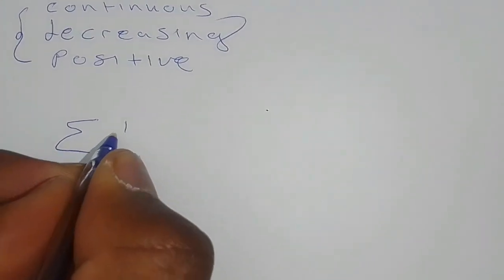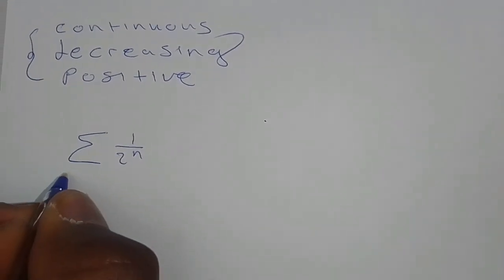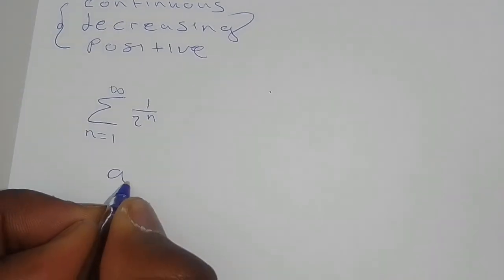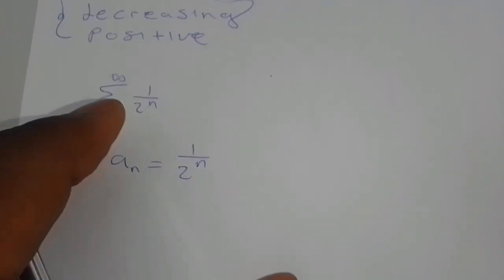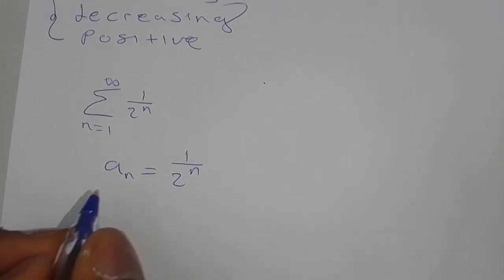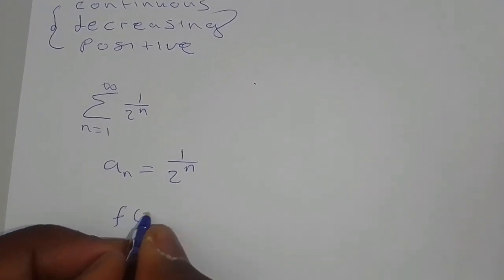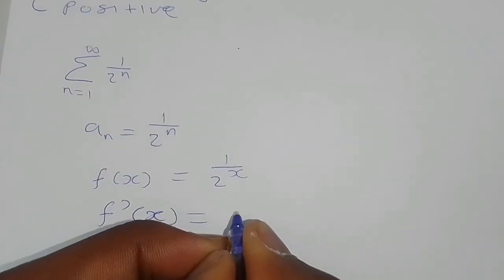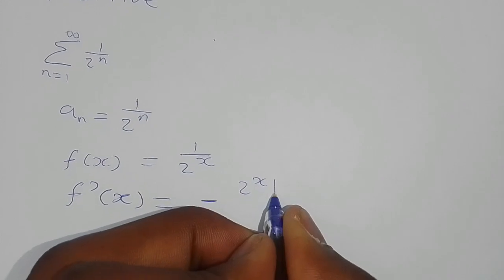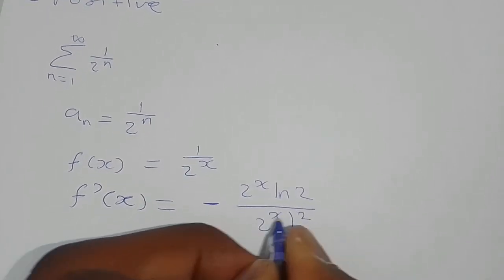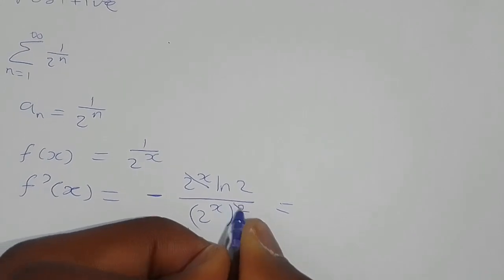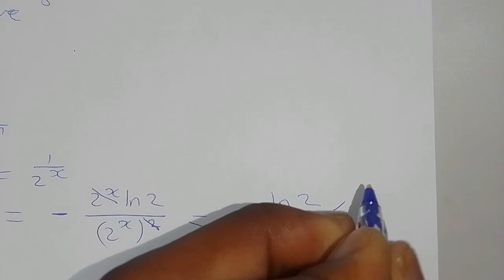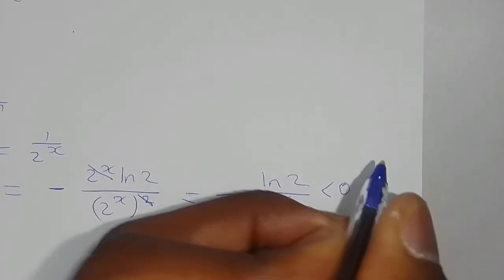Showing that a series is decreasing, let's suppose that you have this. Let's say 1 over 2 to the n. This is geometric, we know that. Let's say n goes from 1 to infinity. So if you look at a_n here, a_n is 1 over 2 to the n, right? Then if you change this thing to be a function of x, f of x will be 1 over 2 to the x. If you take the derivative of that, you're going to have minus 2 to the x ln 2 divided by 2 to the x squared. Notice that this will cancel the square, and then you're just going to have minus ln 2 over 2 to the x, which is less than 0 for all x.